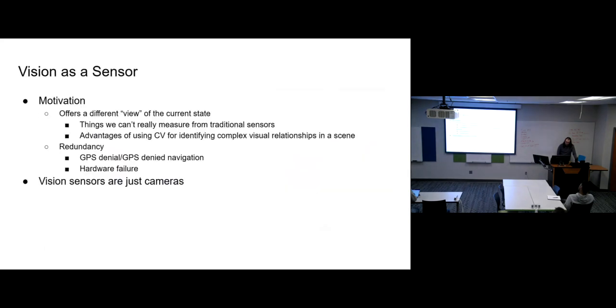OpenCV. So kind of moving into that space there. So vision as a sensor. We talked about sensors quite a bit, and we talked about how to use them. So let's think for a little bit about using vision as a sensor and how we can think about that. The main motivation here is, looking at all the sensor types we had previously, some time ago, this gives us a different view of our current state. And it's things we really can't measure from a traditional sensor.